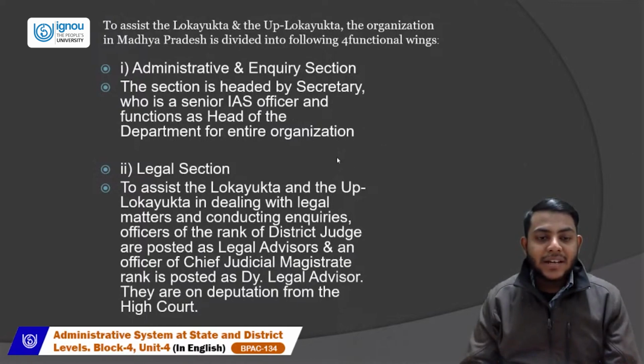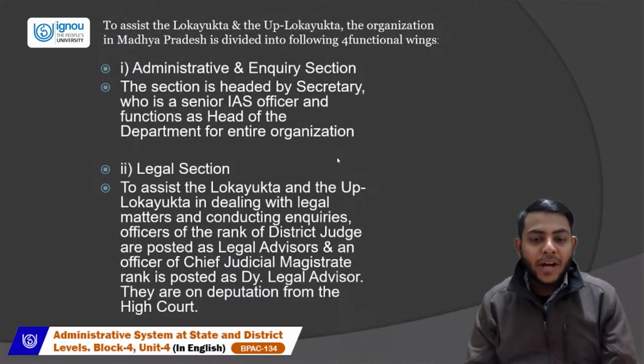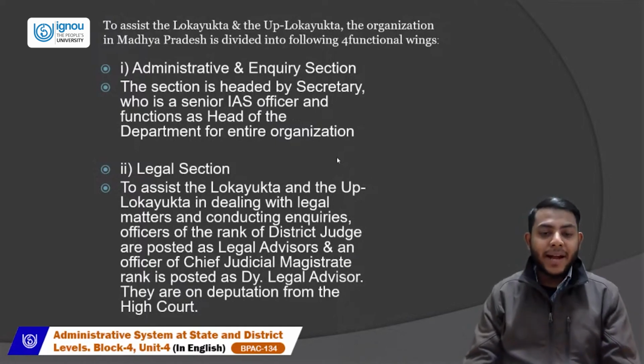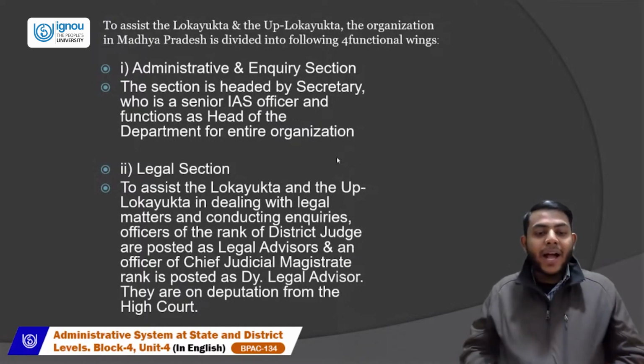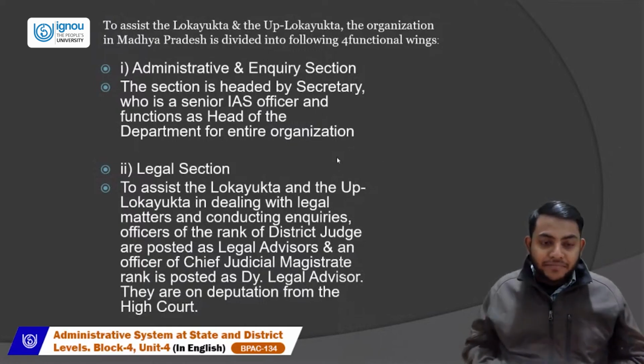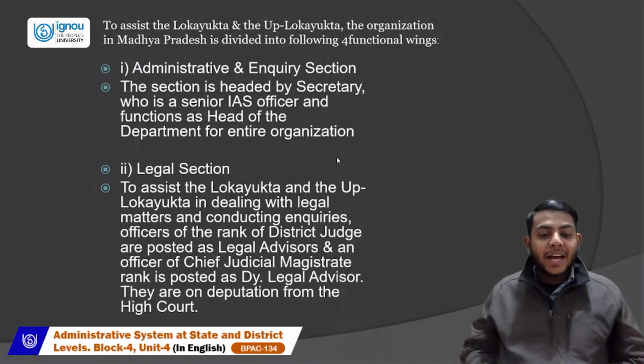Afterwards, we see that there is a legal section which is there to assist the Lokayukt and the Up-Lokayukt in dealing with legal matters and also conducting inquiries. And mostly officers of the rank of district judge are posted as legal advisors. And there is an officer of Chief Judicial Magistrate rank also, who is posted as deputy legal advisor, and these officers are sent on deputation from the High Court.